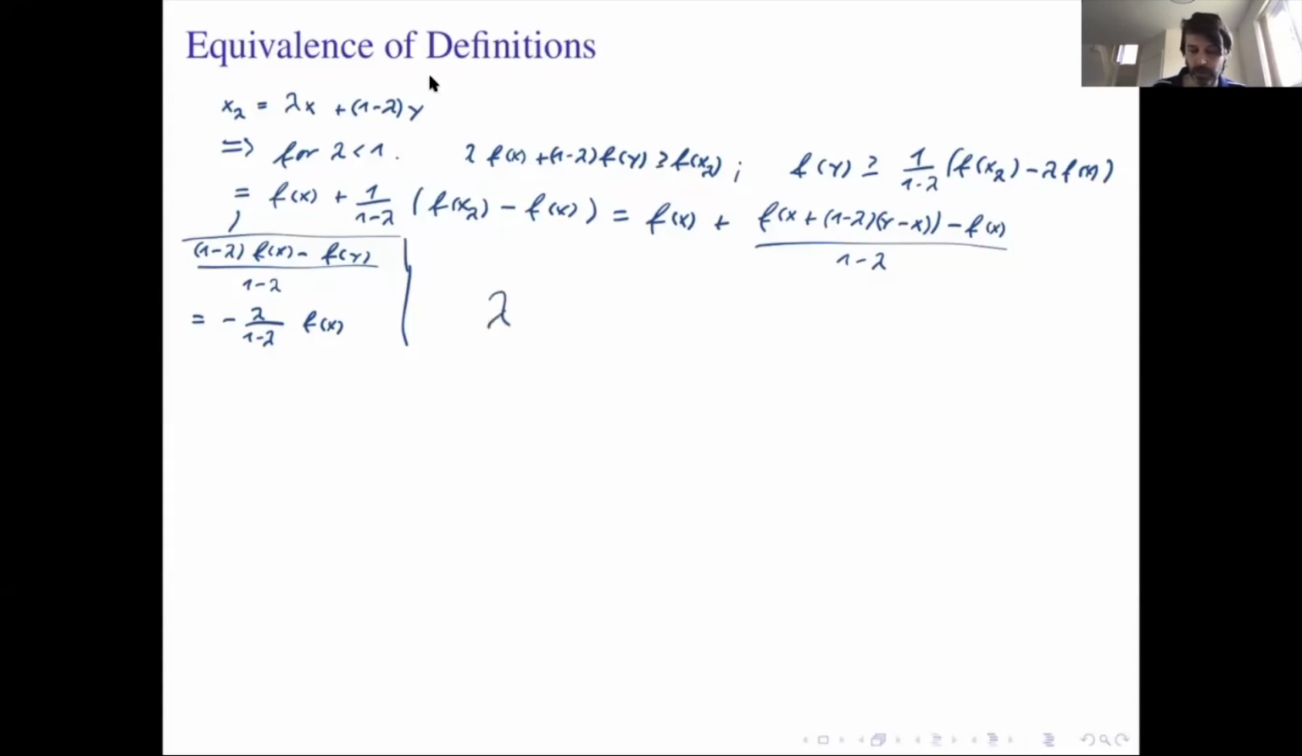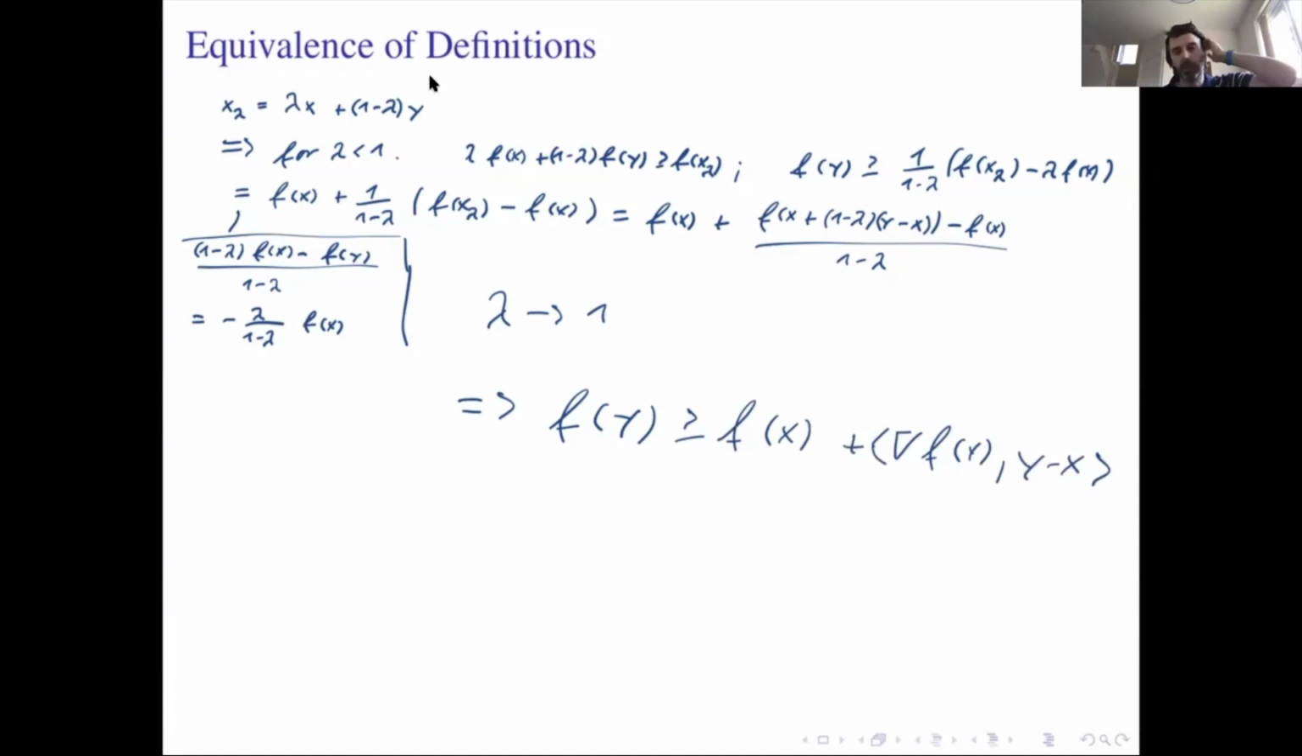So letting lambda go to 1, what we get is that f y is greater equal f x plus nabla f x times y minus x, which is the second condition. So that is going from the left side to the right side.